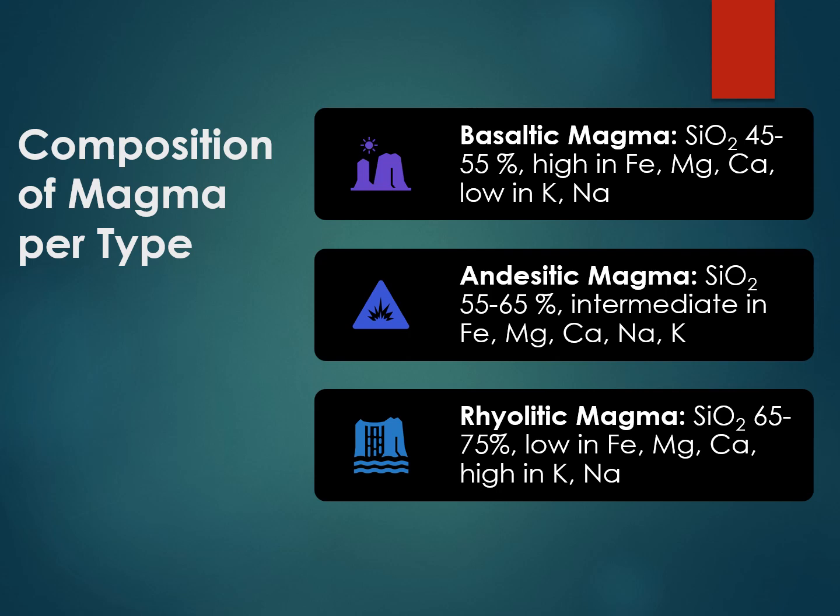The andesitic magma is composed of 55% to 65% of silicon dioxide with intermediate amounts of iron, magnesium, calcium, sodium, and potassium. However, the rhyolitic magma consists of 65% to 75% of silicon dioxide with low amounts of iron, magnesium, calcium, but high amounts of potassium and sodium.